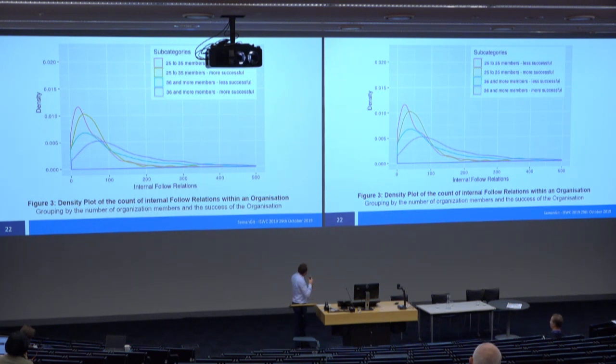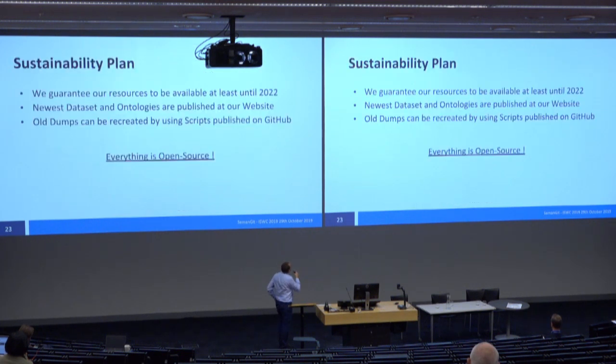And you can see, for example, that for the same size of organizations, for example, 36 and more members, the more successful organizations have more internal follow relations. So it's a better social structure incorporated within these organizations. So that was the short analysis example.